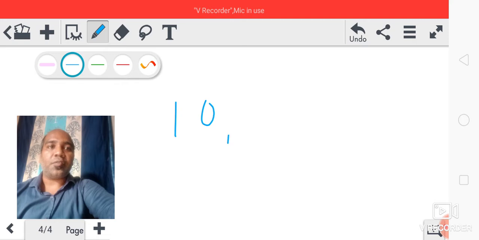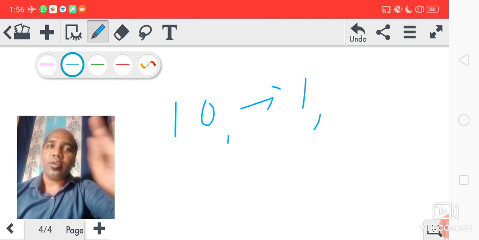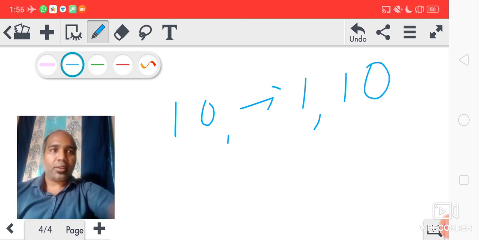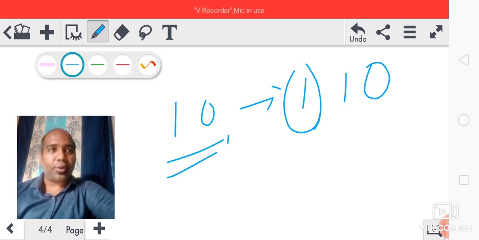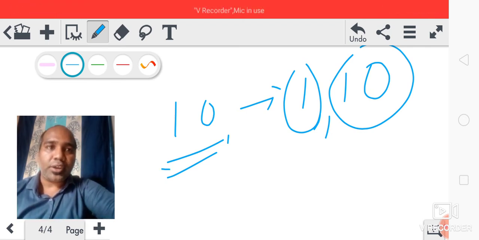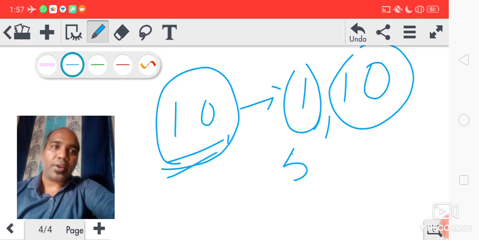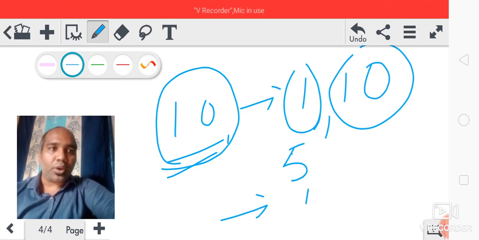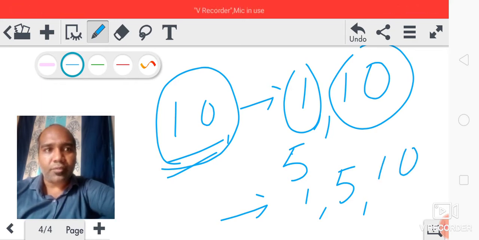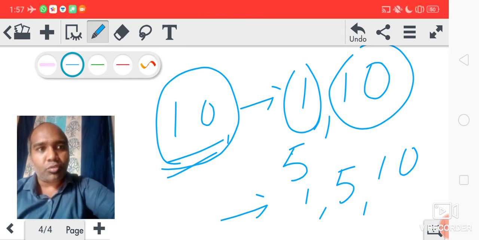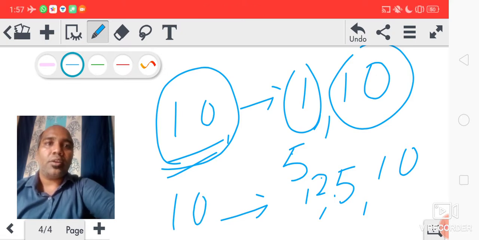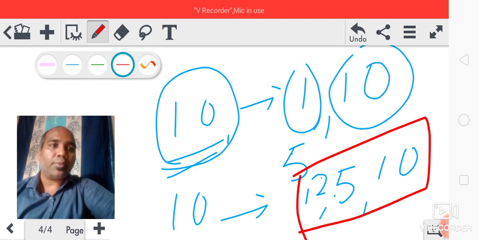Suppose I take 10. Its factors will be, obviously, 1 and the number itself, which is 10. So 10 will also be a factor. And what are the remaining factors? We have to see 10 comes in which number's table. In the table of 5. In the table of 2 also we get 10, 2 5s are 10. So 2 is also a factor of 10. So the factors of 10 are 1, 2, 5 and 10.